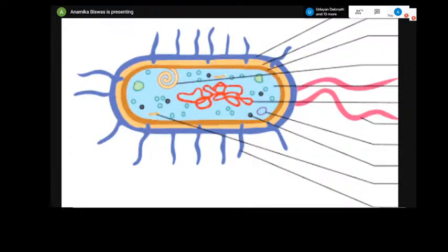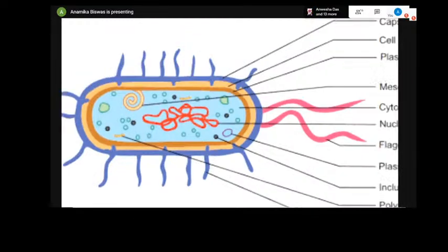Next, other structures: prokaryotic cells lack the complex membrane-bound organelles such as chloroplast, mitochondria. These are not present in prokaryotes. But some special membranous structures are found in them, such as mesosomes and chromatophores.